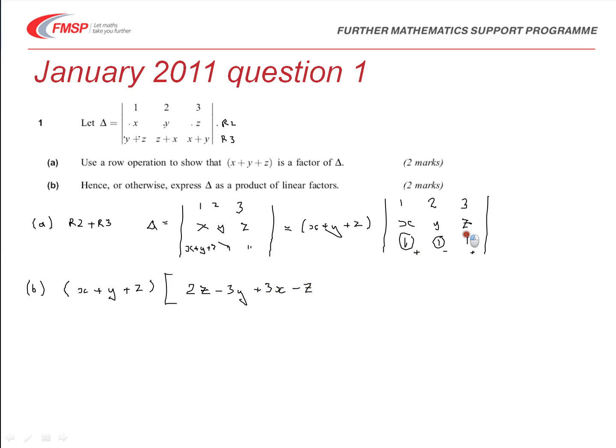And then finally it's again a plus 1 times the determinant of 1 and y and 2 and x. So that's going to give us plus y minus 2x.